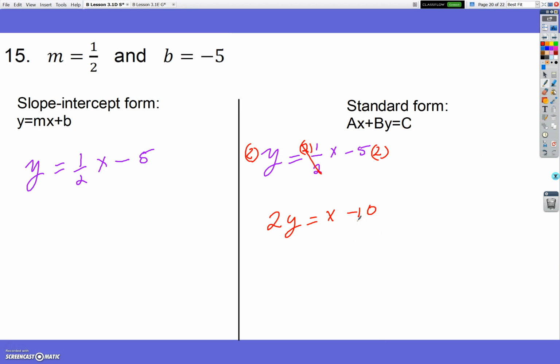The next thing I want to do is get the x's, all the variables, on the left side of the equal sign. So I'm going to minus x on both sides. That would give me negative x plus 2y is equal to negative 10.